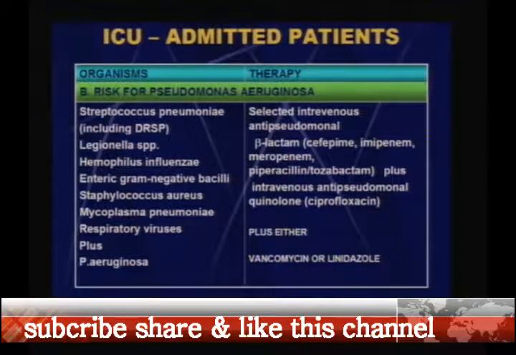anti-pseudomonal antibiotics, and the most important drugs in this group would be a beta-lactam, in the form of cefepime, a third to fourth generation cephalosporin, or imipenem or meropenem, along with piperacillin tazobactam. One of these drugs can be taken and it can be combined with the anti-pseudomonal quinolone in the form of ciprofloxacin.